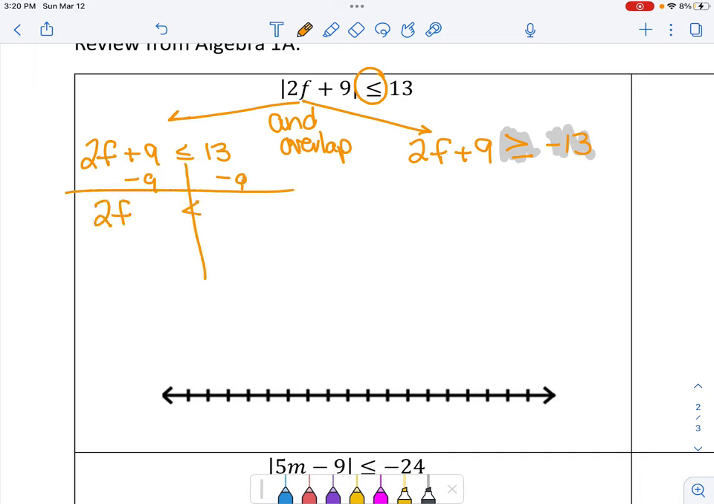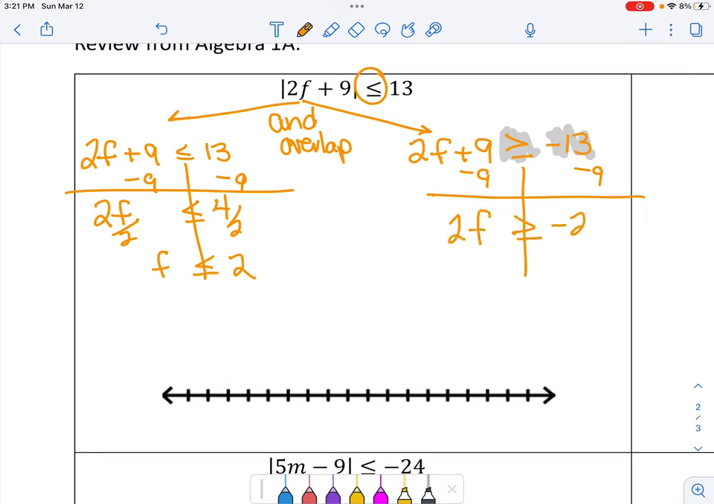2f is less than or equal to 4. Divide by 2. I pulled this straight from the book, and they usually don't give you icky answers. So there's 1: f is less than or equal to 2. Now let's solve this one. Minus 9, minus 9. Please be careful on your calculator here. 2f is greater than or equal to negative 22. Divide by 2, divide by 2.